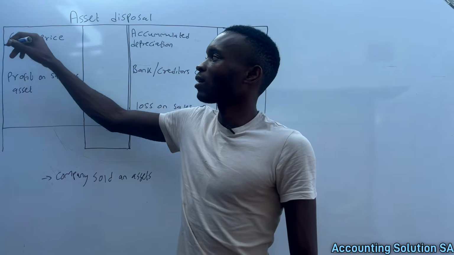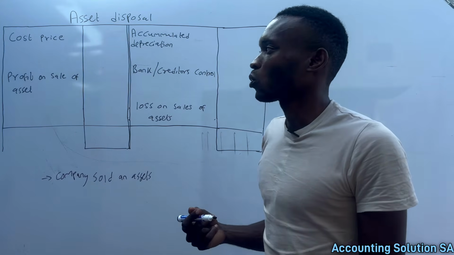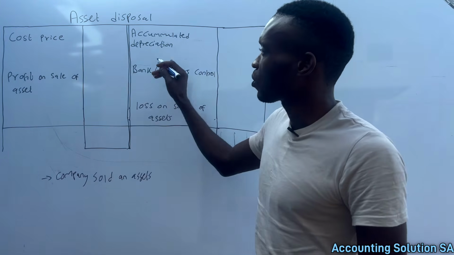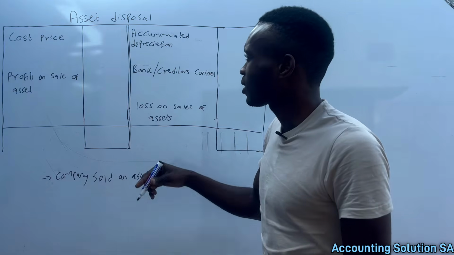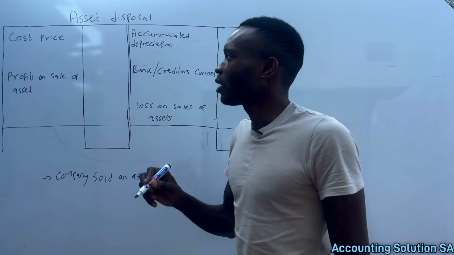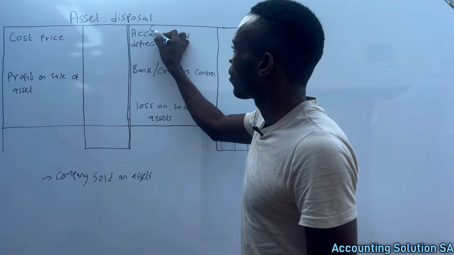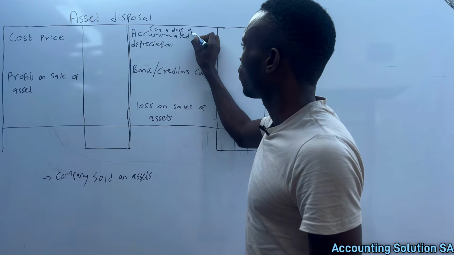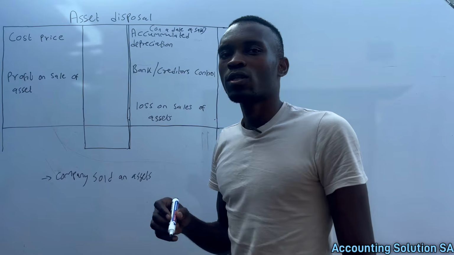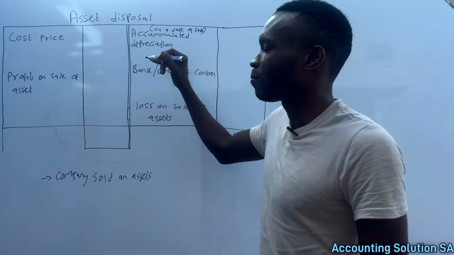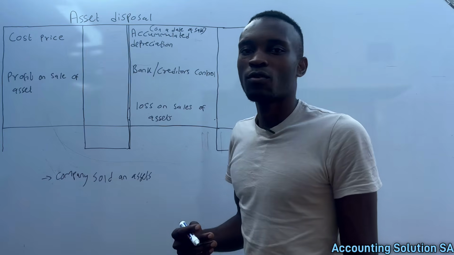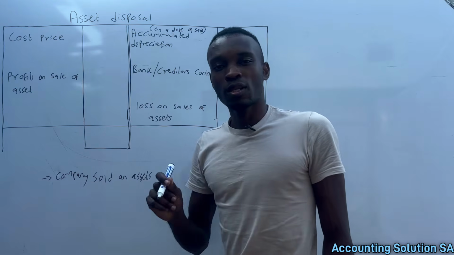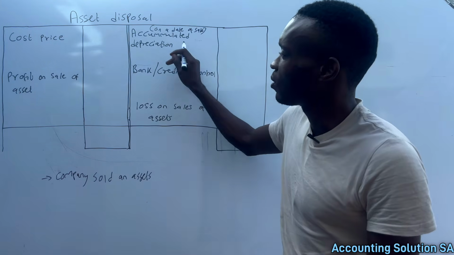So number one, you must start with the cost price of the asset that you sold. If it's a vehicle, you need to write the cost price of the vehicle. This side you need to write accumulated depreciation on the date of sale of the asset that has been sold. You have to use the date of sale, because you will find that sometimes they give you accumulated depreciation at the beginning of the year and they sold an asset during the year, which means that you need to calculate further depreciation and you add them together.